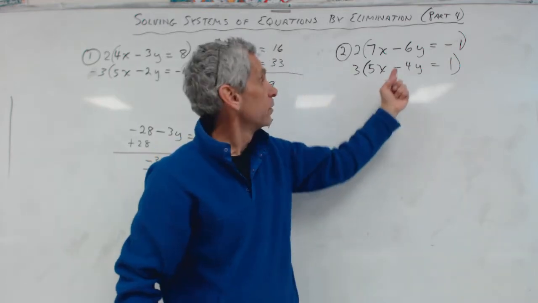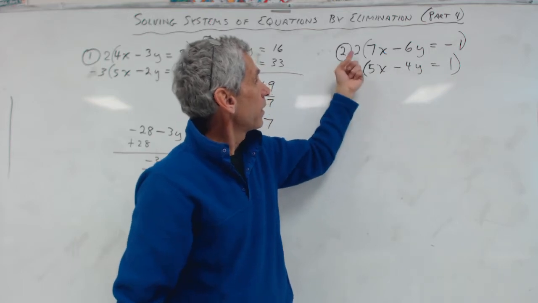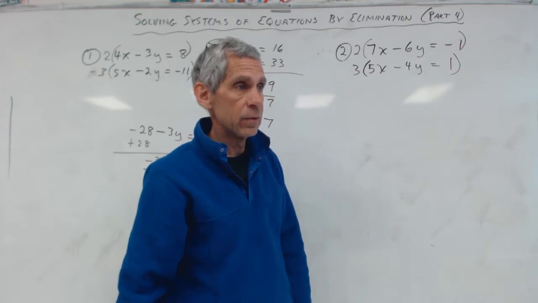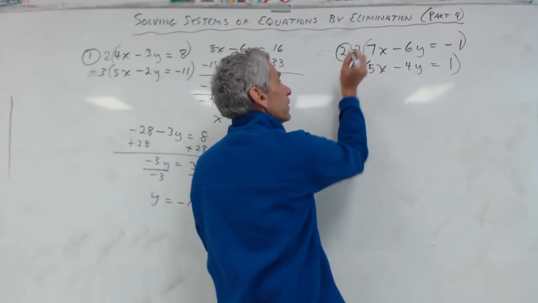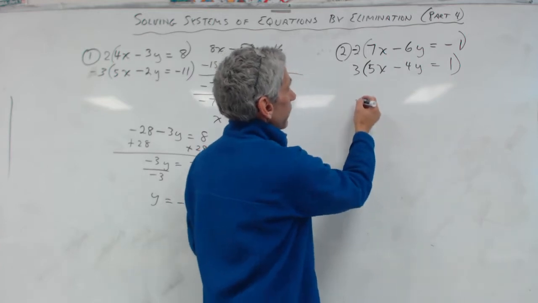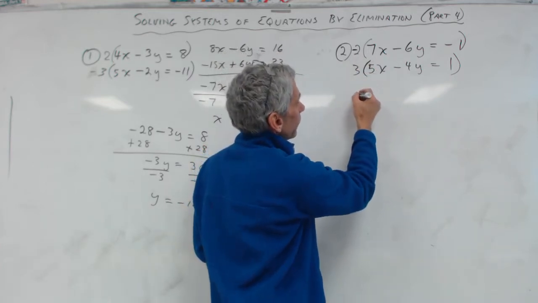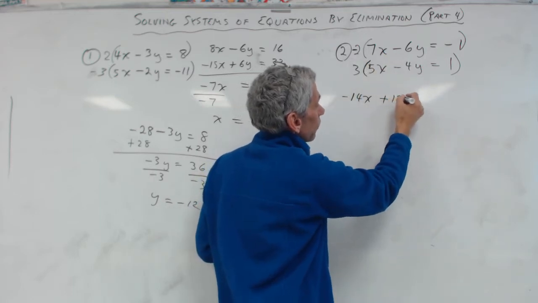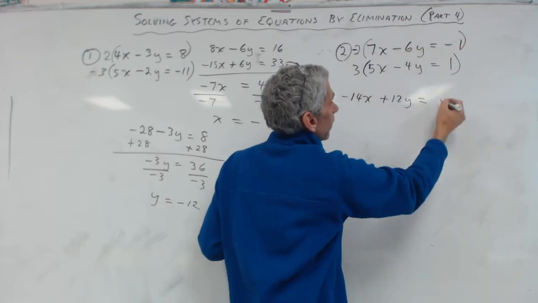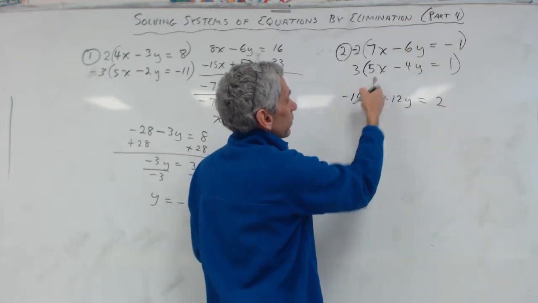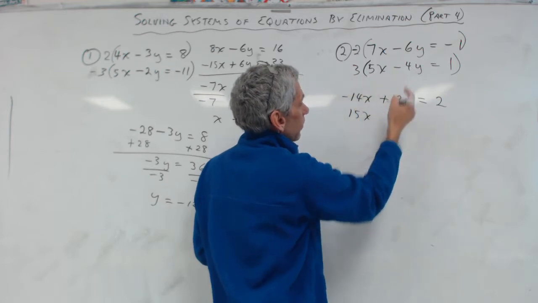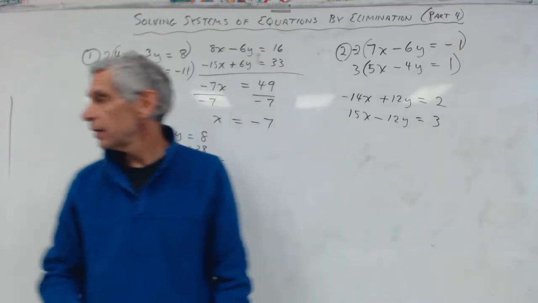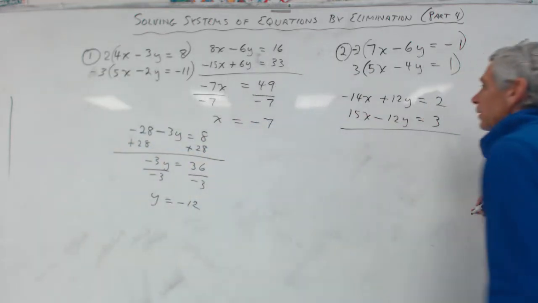Okay, now so first we get the numbers. Now let's get the signs. These are both negative. I want to make one of these negative. It really doesn't matter. Which one do you want to make negative? 2. So it's going to be negative 2. So negative 14x, right? And then negative 2 times negative 6 is plus 12y is equal to 2, right? And then 15x minus 12y is equal to 3, right? That make sense? Yep.